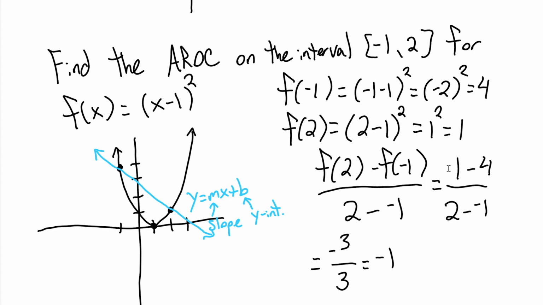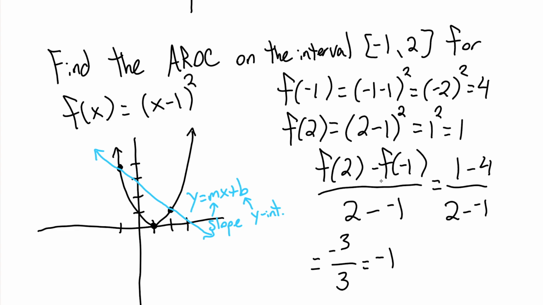So one thing to keep in mind here, one very common mistake is to reverse the order of either the x or the y values, the top or the bottom. It doesn't actually matter which order you do them in as long as you're consistent on the top and the bottom. So if you do f of 2 minus f of -1, you need to do 2 minus -1 on the bottom. You could do f of -1 minus f of 2, as long as on the bottom you do -1 minus 2. If you reverse them, the order on the top versus the one on the bottom, you're going to end up with the negative of whatever it is you're looking for. In other words, a line in the opposite direction.